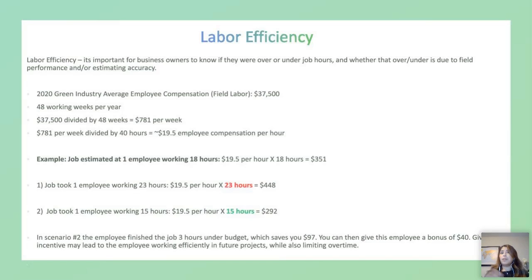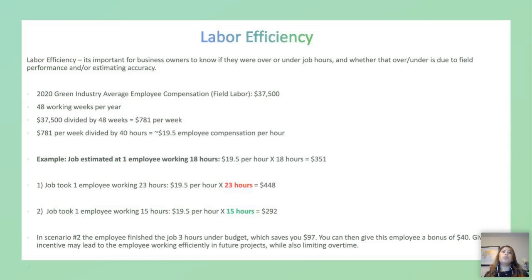Let's say that that employee actually took 23 hours to complete that job. They went over budget. That's no good. So now your labor expense is actually $448, which is more than we had estimated. And therefore, it's directly affecting your bottom line, your net income, your profitability from this job.